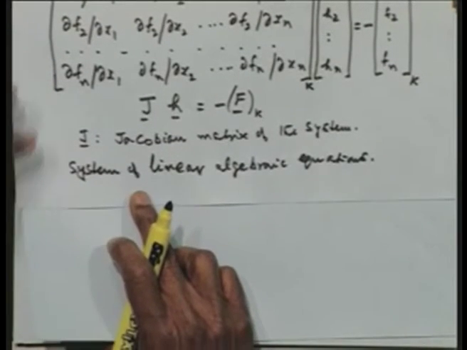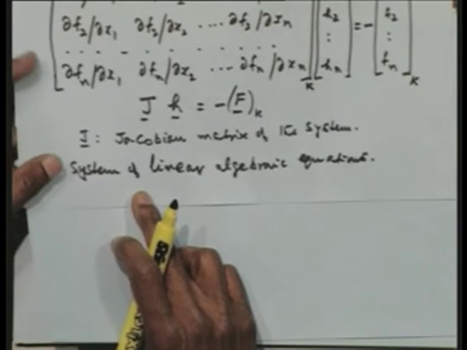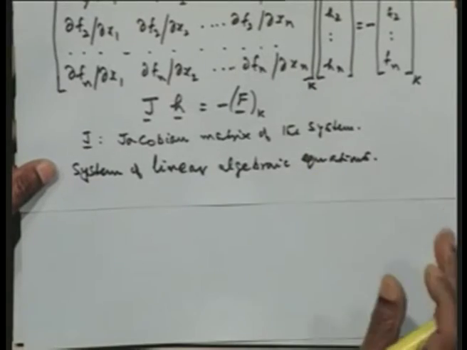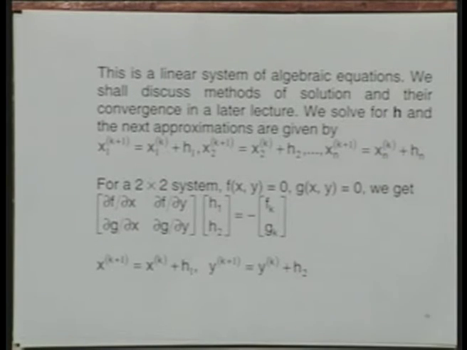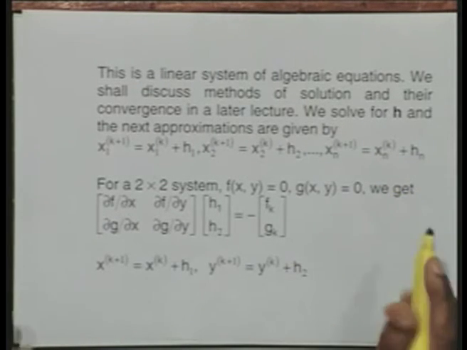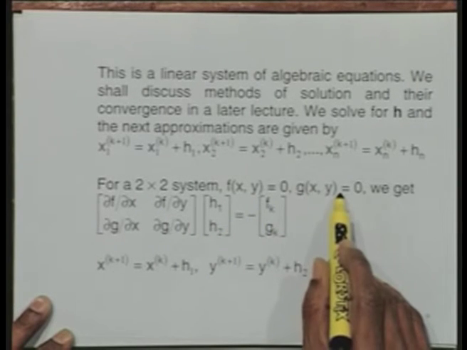Therefore, we need methods for solving a system of linear algebraic equations, which is a topic we shall take up in later lectures. Let us now consider a particular case of a 2 by 2 system and show how we can obtain the solution. We shall then apply it to get the solution in an example. Let us take the system as f(x,y) = 0, g(x,y) = 0.